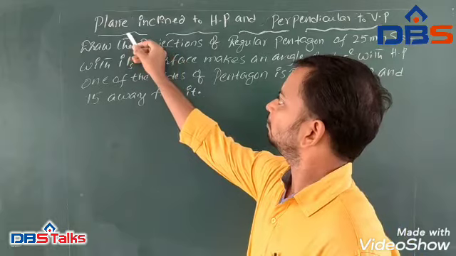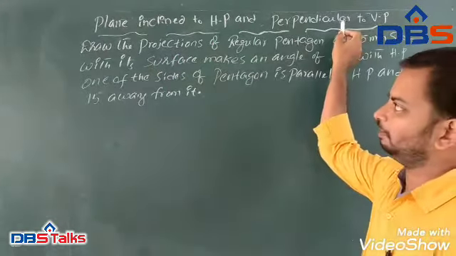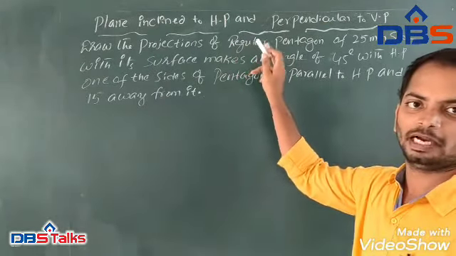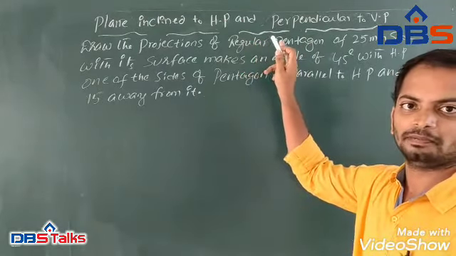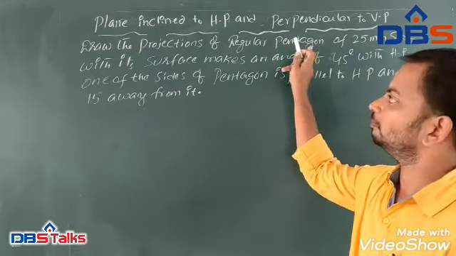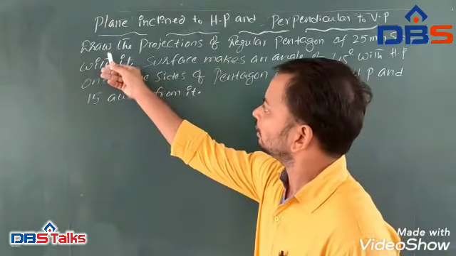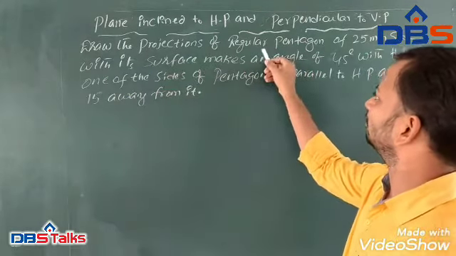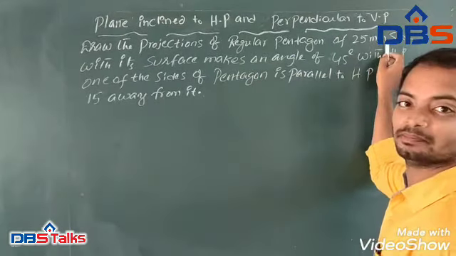Now the topic is plane inclined to HP and perpendicular to VP. In the previous case, we covered the plane perpendicular to VP and parallel to HP, and the plane perpendicular to HP and parallel to VP. This is a continuation of the previous video. Here, considering the problem: draw the projections of a regular pentagon of side 25 mm.